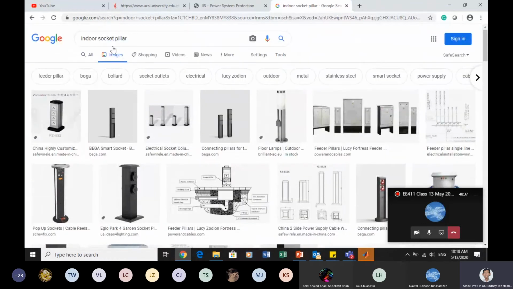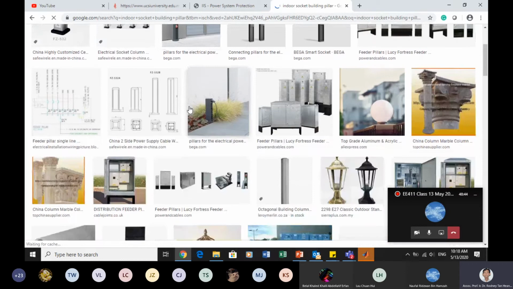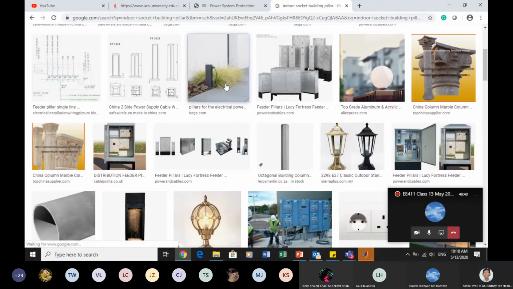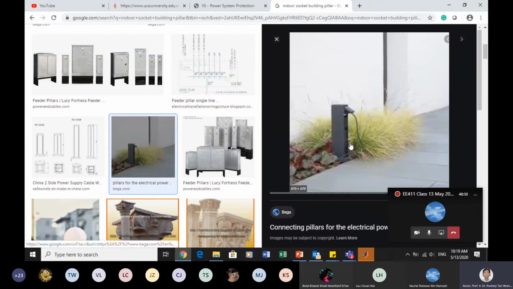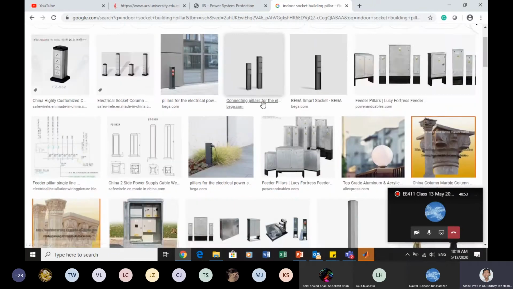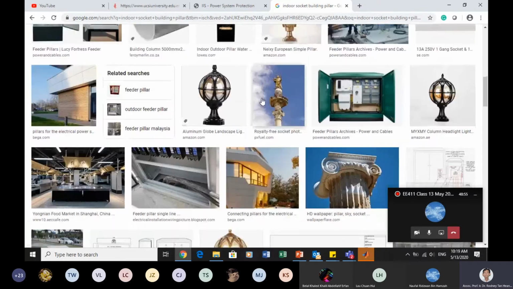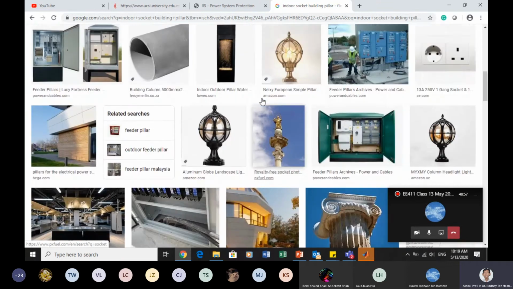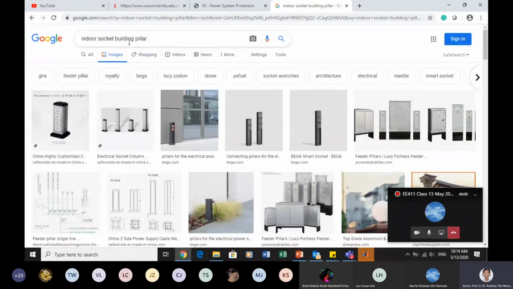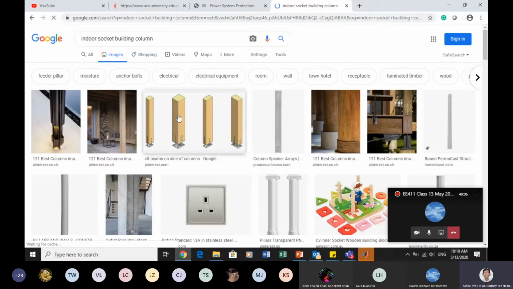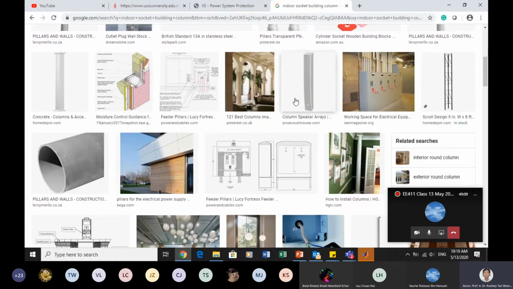Building, something like that. This is outdoor. Indoor, we do have. You will see most of the time this indoor pillar or building, sometimes they call column, power socket at the column.